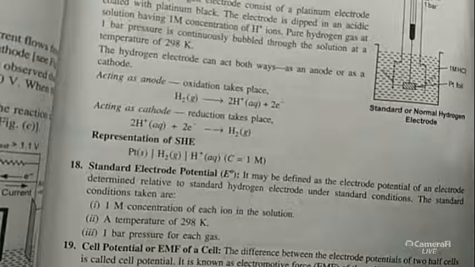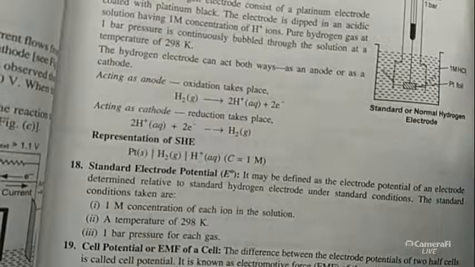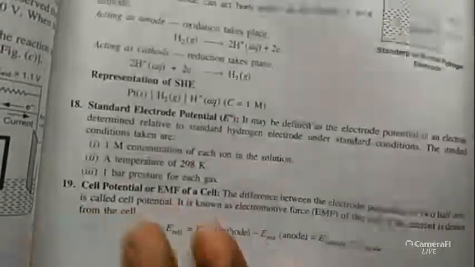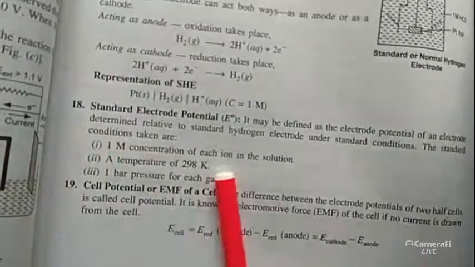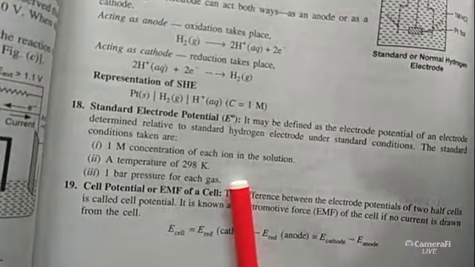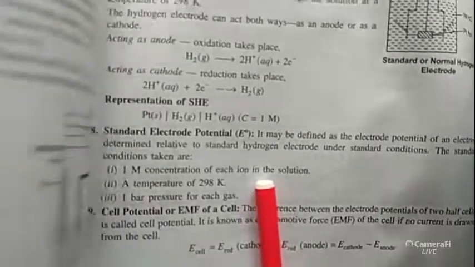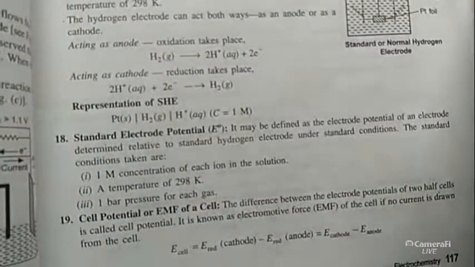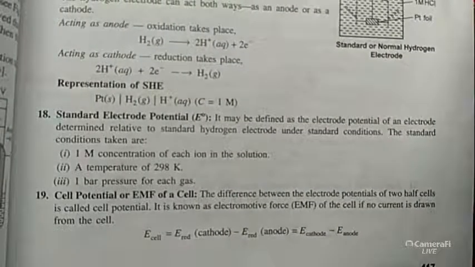Under standard conditions, and the standard conditions are taken as follows. What are the standard conditions? Here, the concentration should be 1 molar for each ion in the solution. That is, whether we are taking the SHE or the electrode whose potential we have to calculate, it should have a concentration of 1 molar. That is the first point.